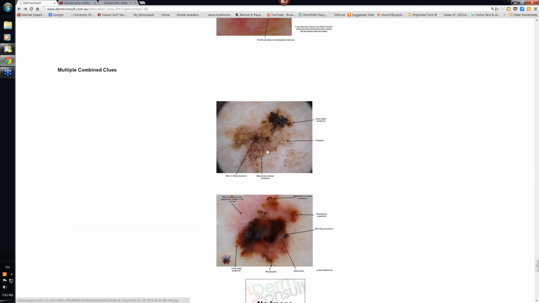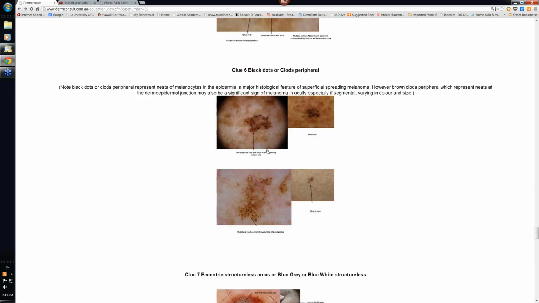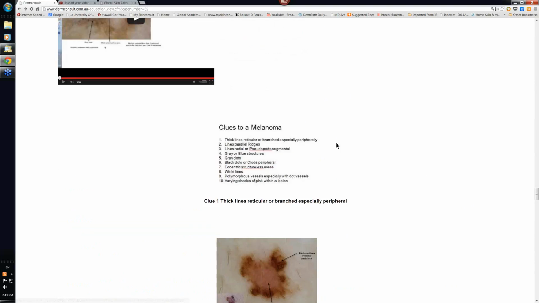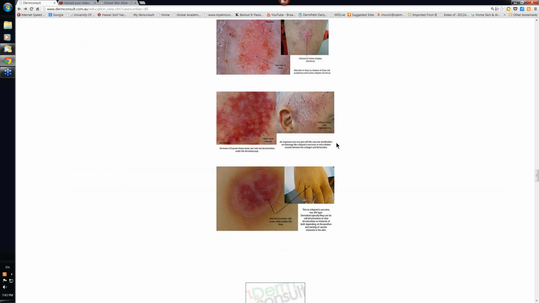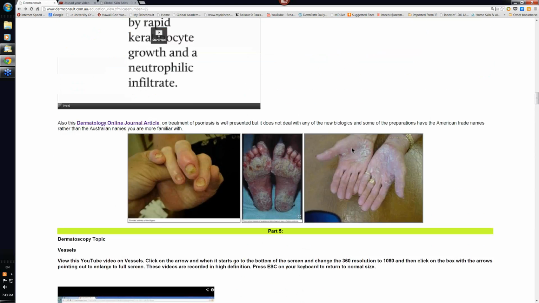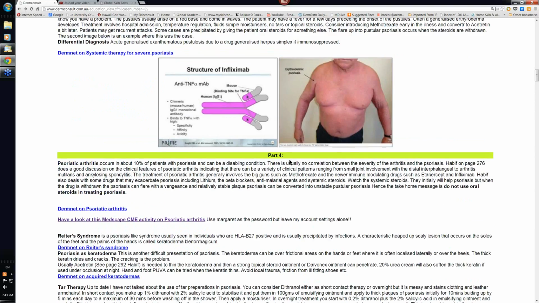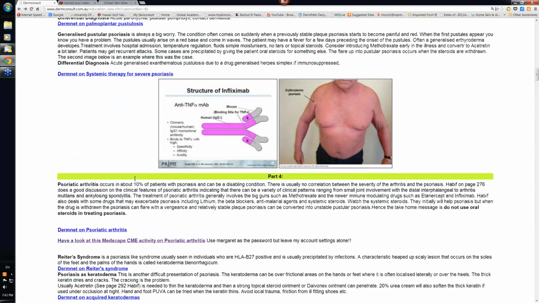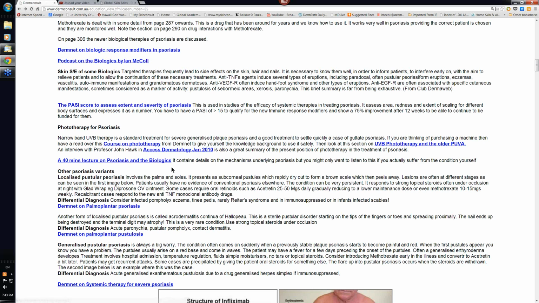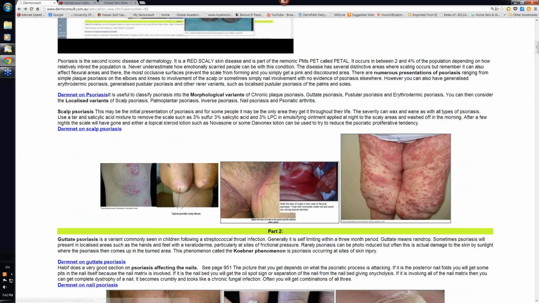So there's a lot in this particular module. Spend some time looking at the dermatoscopy. Certainly look at the clues to melanoma there, the various things on vessels again, and try and spend time looking at all of these various links that are here in psoriasis and get a chance to read or listen to the lectures on the biologics as well.